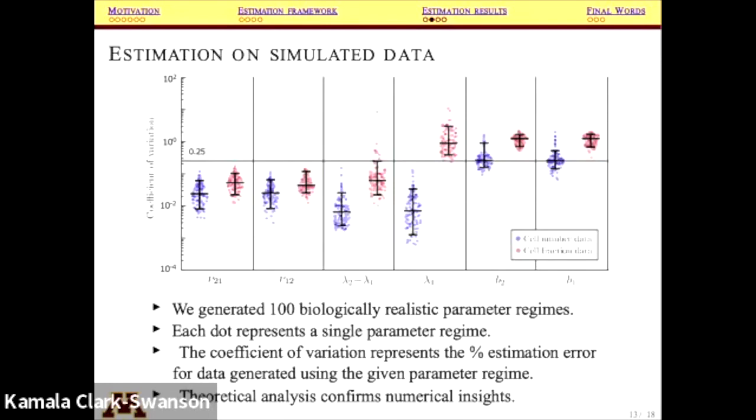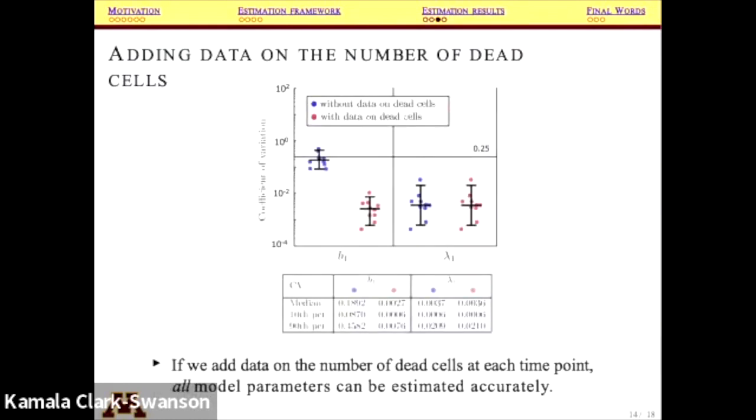But moving on, we also see in the figure that when we use cell number data, we can't estimate the birth rates as accurately as the other parameters. And we wondered whether we could add some kind of data which would make the birth rates more identifiable, more easy to estimate. To make a long story short, if you add data on the number of dead cells at each time point, and here you only need the total number of dead cells, you don't need to know which cell type is dying, then the birth rates become as easy to estimate as the other parameters.